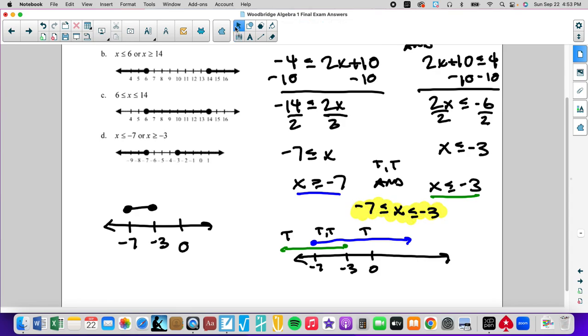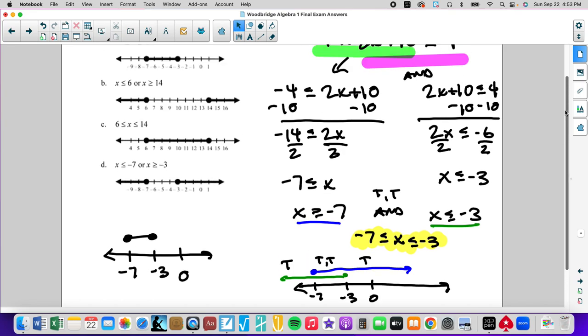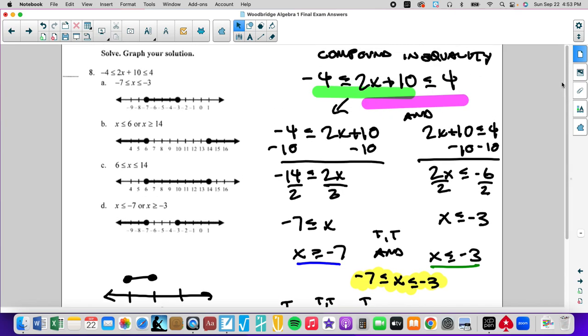And let's look and see which one of my solutions looks like my answer. Hey, no way! I know, I can't believe it. A looks like my answer. Negative 7 is less than or equal to x, which is less than or equal to negative 3. We have a line segment solutions, closed circles for negative 7 and 3.